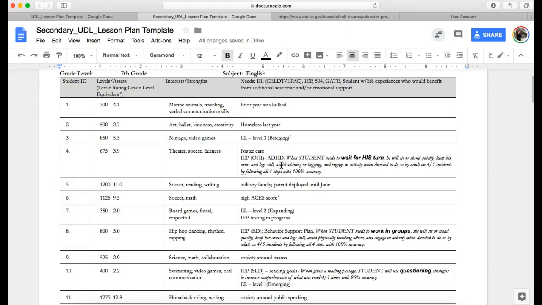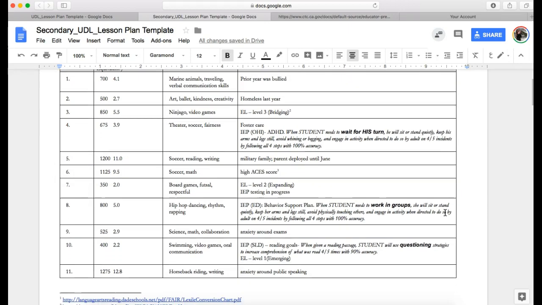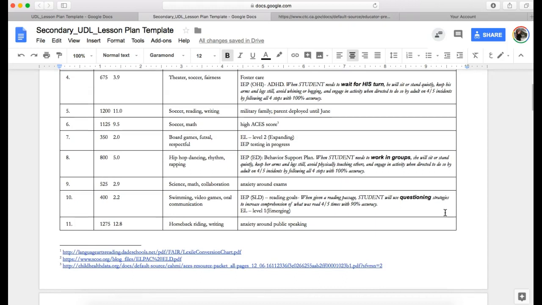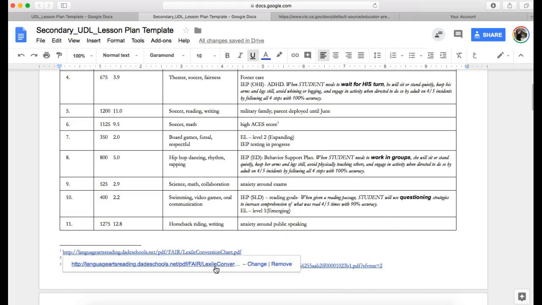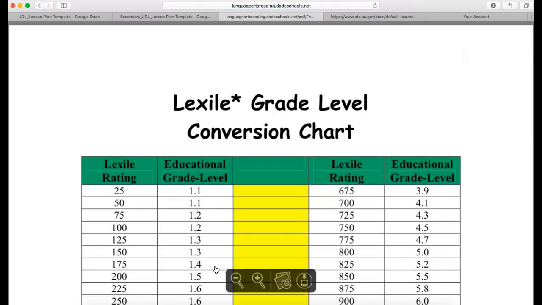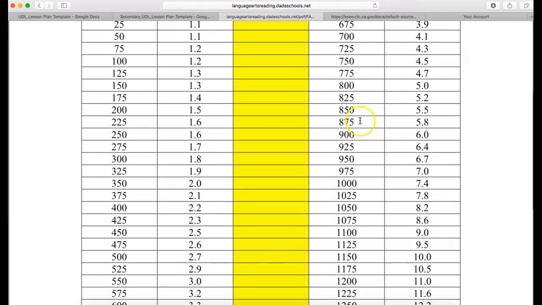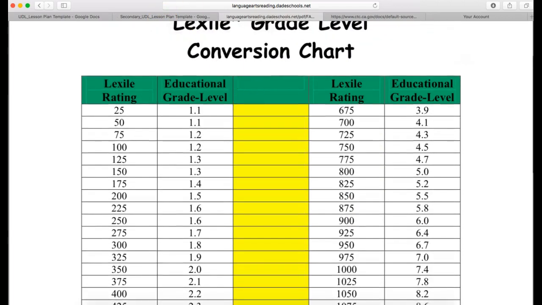So you can see that there are some examples that Dr. Jez referenced earlier. You see some EL levels in there. And then we also included some links down in the footnotes so that if you have any questions about what to put in those boxes, you can go to those links. And so right now we're going to go to the Lexile grade level conversion chart. You can see when you have a student's particular Lexile level, in general, what that would convert to in terms of grade level.